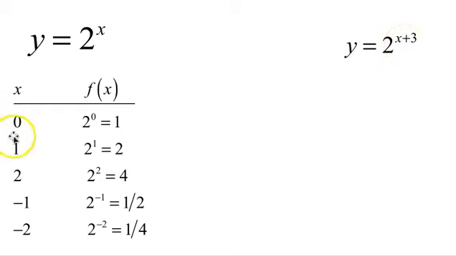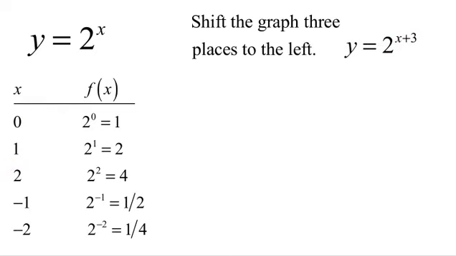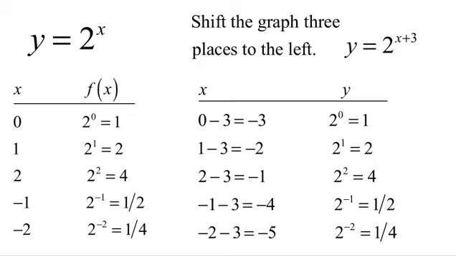Shift this to the left, I have the point 0, 1. Shift it to the left 3 places, subtract 3. The point 1, 2, 1 minus 3. The point 2, 4, 2 minus 3. So if we're going to shift the graph 3 places to the left, we're going to subtract 3 from all of the x values. So indeed, shifting it 3 places to the left will look like this.